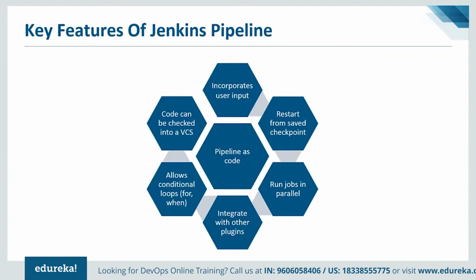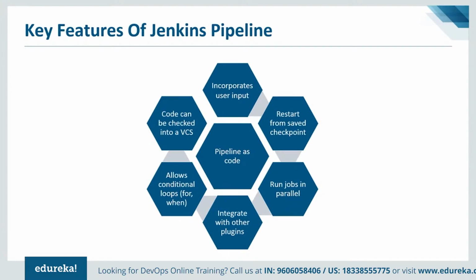Now let's move on to a few key features of the Jenkins pipeline. Now the first feature is the pipeline as code concept. So basically instead of creating 100 jobs, you're just going to code them and then run them on the pipeline. The second feature is that the code can be checked into a version control system. Now this is advantageous because the developers can easily access and edit the code at any point of time.